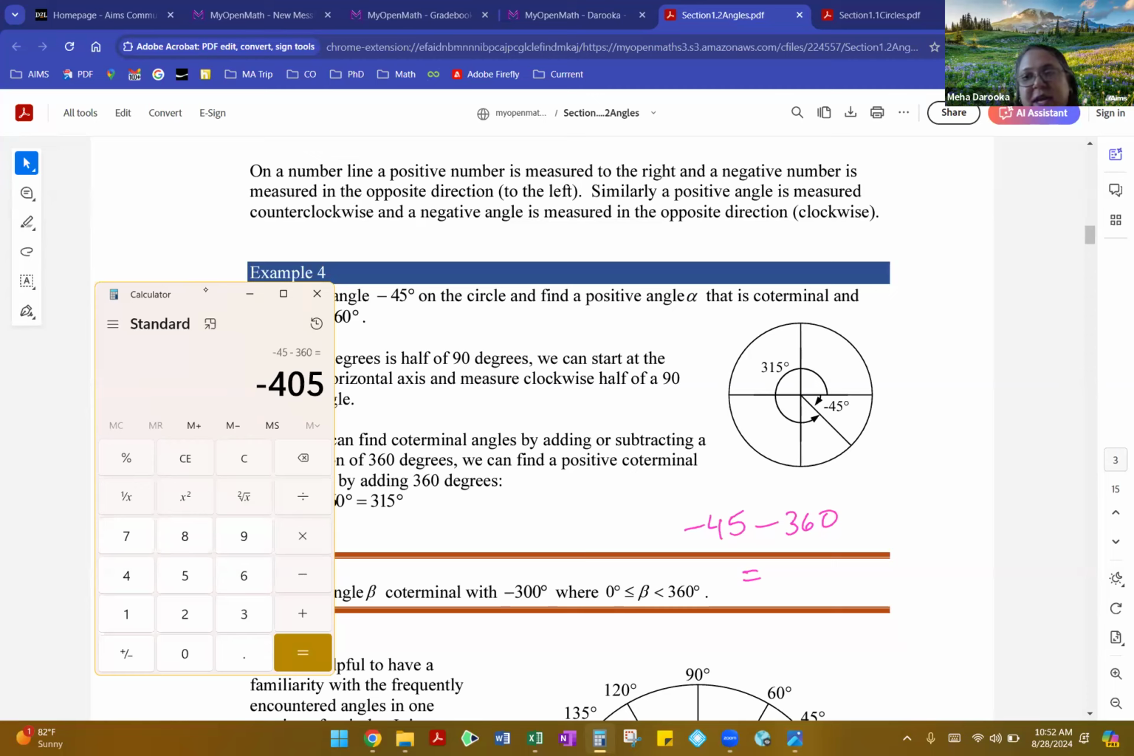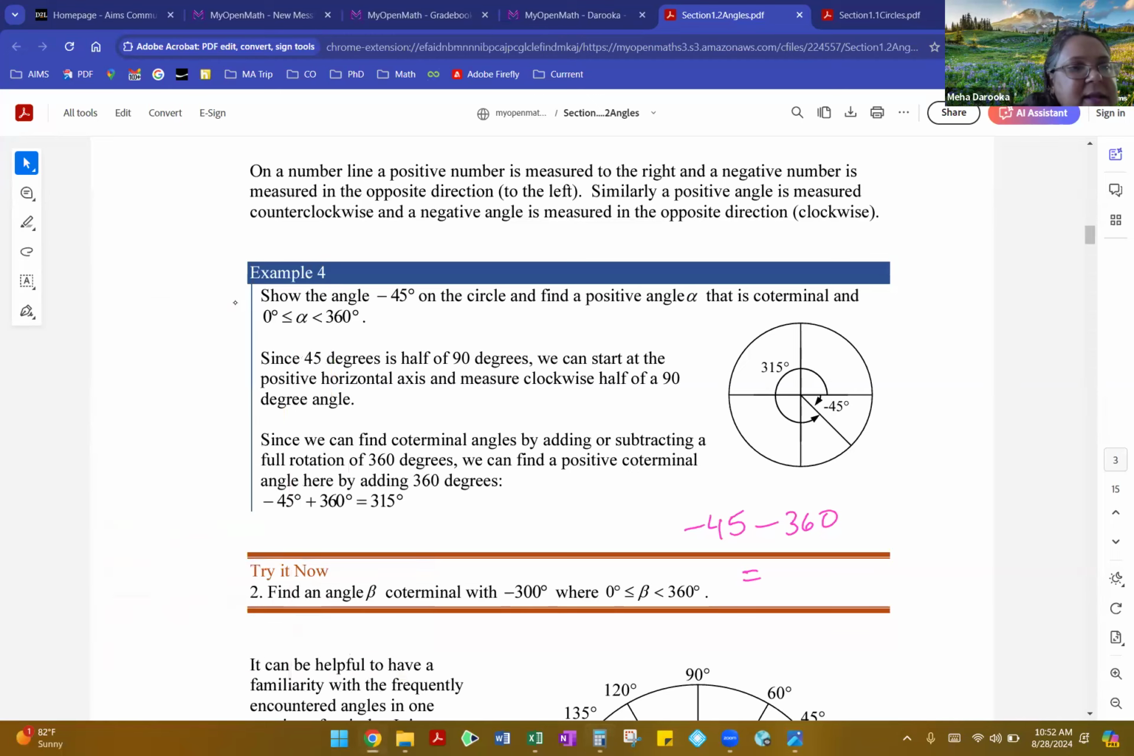Because you have to change directions. Let me show that to you here. So if you have this 45-degree angle over here, and we subtract 360 from it, that means you're actually still continuing in the clockwise direction. So that's why you would be at negative 405 instead of the positive 315. The only way you would get 315 is if you were to add the 360 instead of subtract. Does that make sense? Yeah, good, okay.